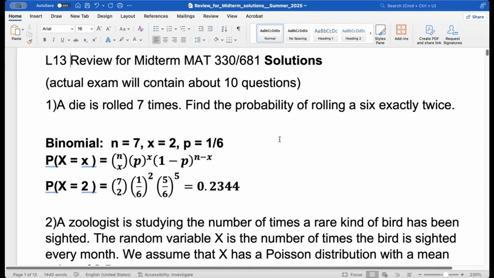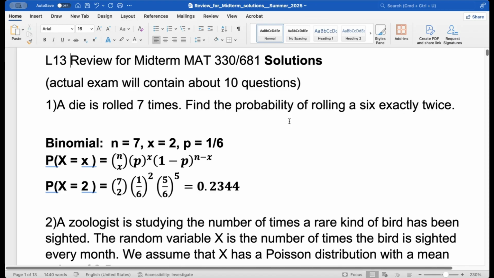A die is rolled 7 times. Find the probability of rolling a 6 exactly twice. So this fits the binomial distribution. We have a fixed number of trials, 7. We are finding the probability of rolling a 6 exactly twice. So we have two outcomes here, either getting the 6 or not getting the 6. So we can fit it into a yes or no situation. The number of successes is exactly twice.